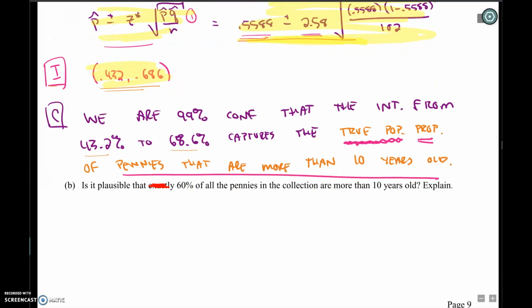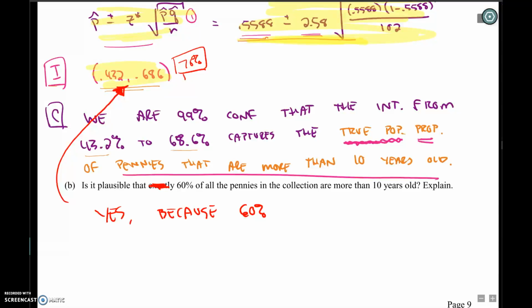Is it plausible that 60% of all the pennies in the collection are more than 10 years old? Explain. Well, according to my confidence interval, any value in between 43% and 68% is a plausible value. It's unlikely that it would be 70%, for instance. Now, it's not impossible, but it's not likely. It's not plausible. So anything inside here is a likely value. So is it plausible? Yep. Why? Because 60% is in the interval.